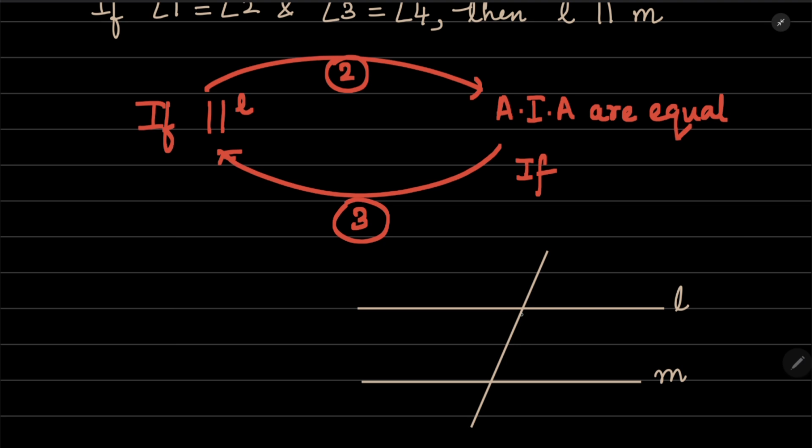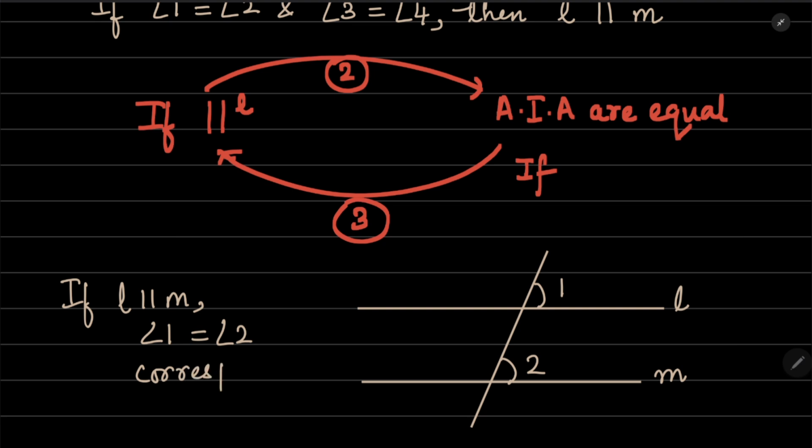Here say this is angle 1 and this is angle 2. What does it mean when I say 1 is equal to 2? It means, if L is parallel to M, then I can say that angle 1 is equal to angle 2. And what are they? These are corresponding angles. Corresponding angles are equal.